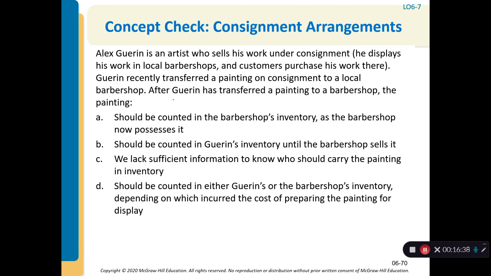Okay, so let's check our understanding of consignment arrangements. Alex Gurin is an artist who sells his work under consignment. He displays his work in a local barber shop, and the customer purchases his work there. Gurin recently transferred a painting on consignment to a local barber shop. After Gurin has transferred a painting to the barber shop, should the painting be counted in the barber shop's inventory? No, it should be counted in Gurin's inventory until the barber shop sells it, right? This is how we think about it.